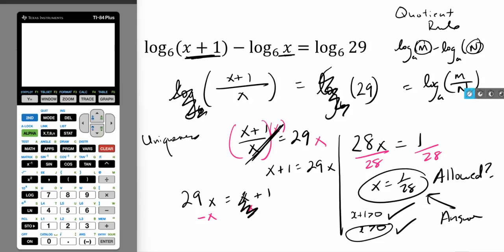Okay, so that concludes this video of solving logarithmic equations using the uniqueness property. You can use the uniqueness property when every term is a logarithmic term.